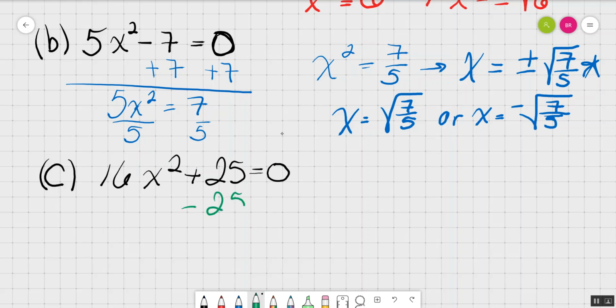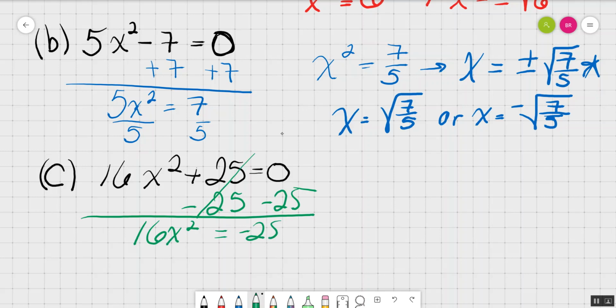So let's subtract 25 from both sides to get the 16x squared by itself. x squared equals negative 25. Again, just trying to get that squared part by itself. Let's divide by 16. And so we've arrived at x squared equals negative 25 over 16.